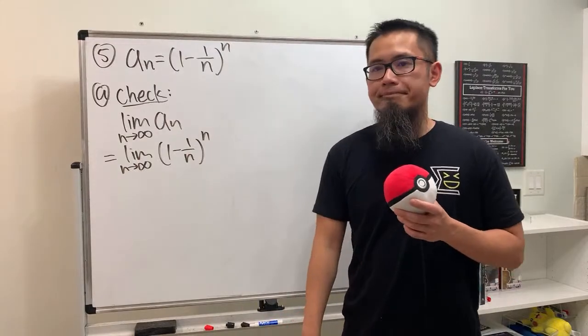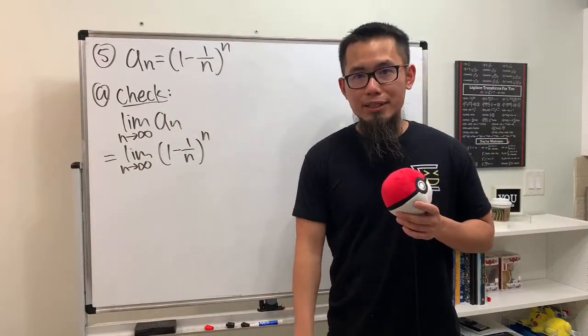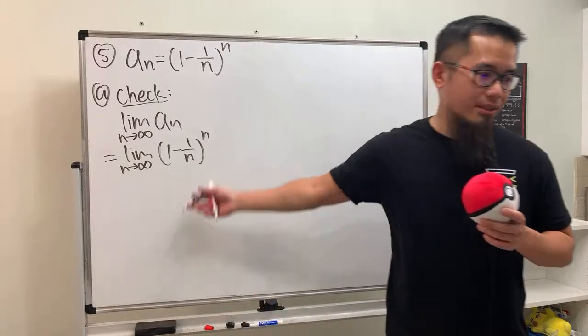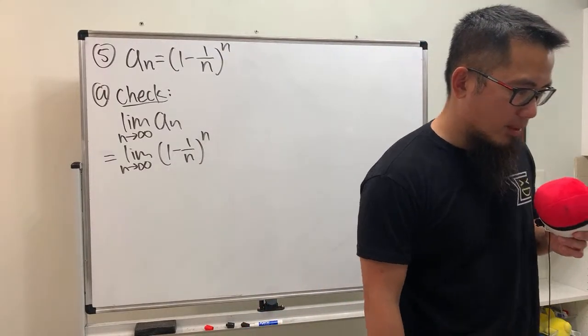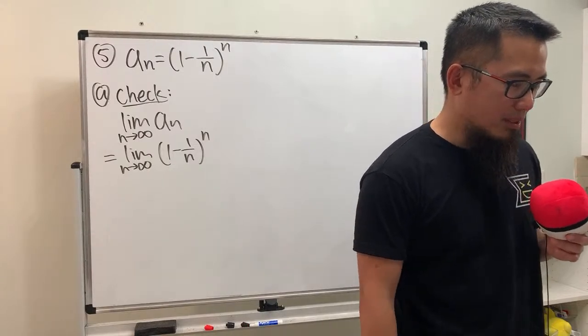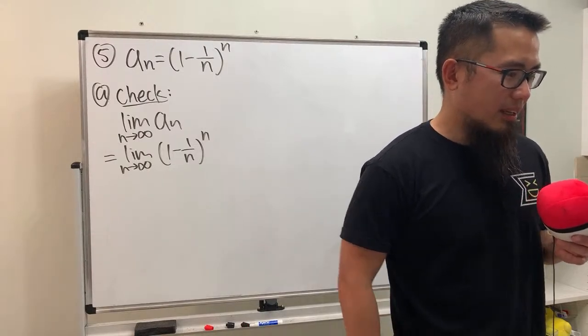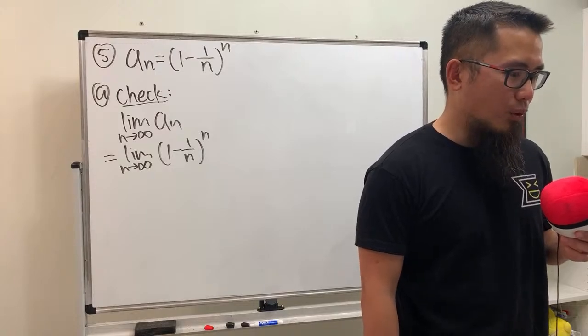Alright. Does this converge or not? If so, what's the limit? So I will see. Okay, I got some disagreements in the chat. Some say e, some say 1 over e.